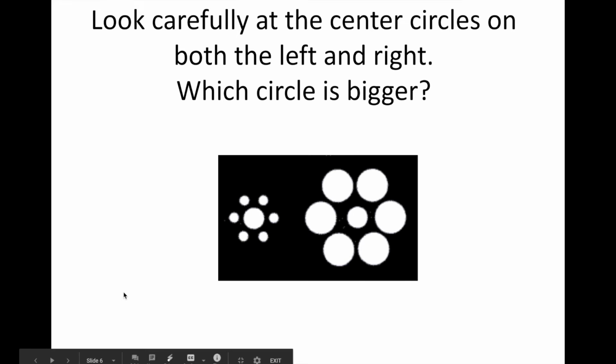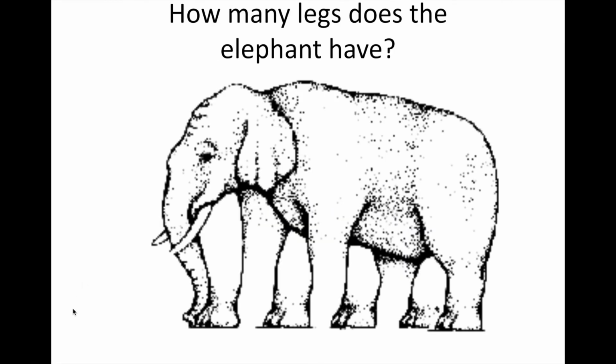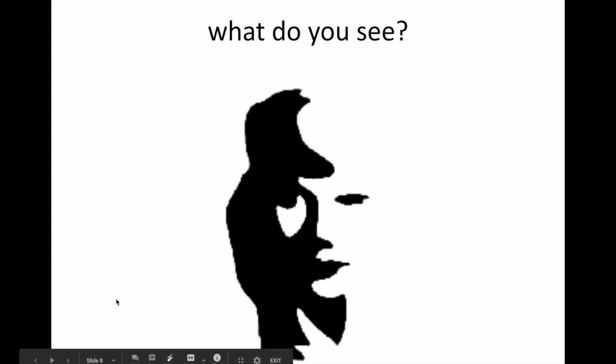Slide number six, look carefully at the center circles on both the left and the right. Which circle is bigger? Again, slide number six, circle on the left or the circle on the right. Slide number 7, again, pause it when you're ready to go over to your form and answer the question. How many legs does the elephant have? So you're going to count the legs that the elephant has. Slide number 8, what do you see? Simple, short answer. Tell me what you see here.